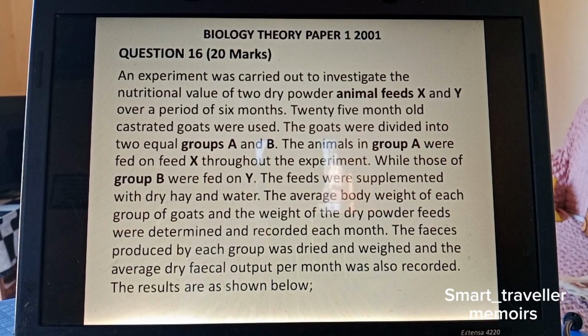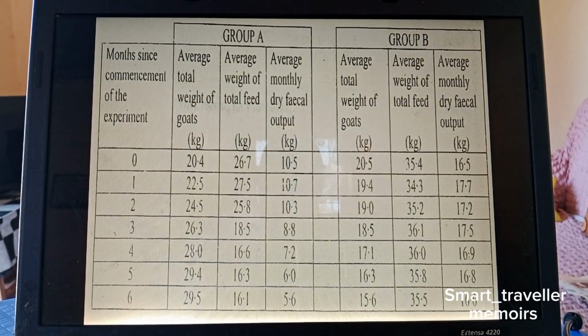The average body weight of each group of goats and the weight of the dry powder feeds were determined and recorded each month. The feces produced by each group was dried and weighed, and the average dry fecal output per month was also recorded. The results are as shown below. So guys, this is where you start now analyzing your data. So that is your data.